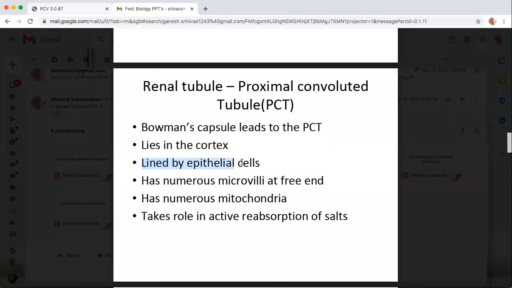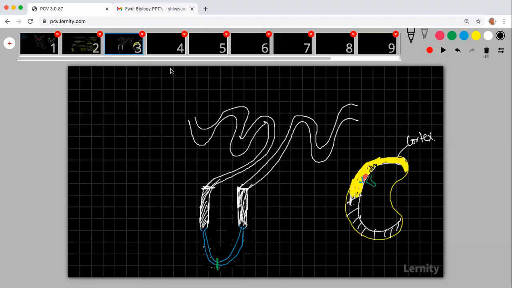It is lined by epithelial cells. If you talk about this, the lining will be epithelial cells. A million nephrons will be placed in the same way. So throughout this entire area you will have nephrons. The heads of the nephrons are all here, and on this side the renal tubules come down like this, and the loop of Henle is there.